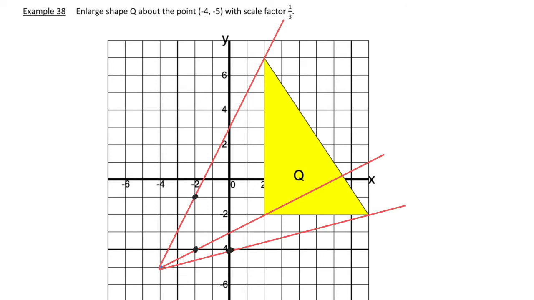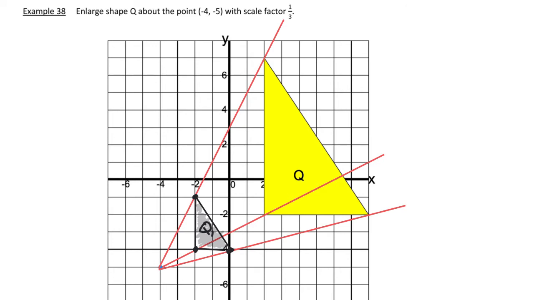What we can see then, whenever we join this triangle up, is that we formed Q1. As a check, we can see that the distance of the base is 2 squares, and in the original it was 6. The height in the original is 2, 4, 6, 9, and the height in the image is 3, which is a third.